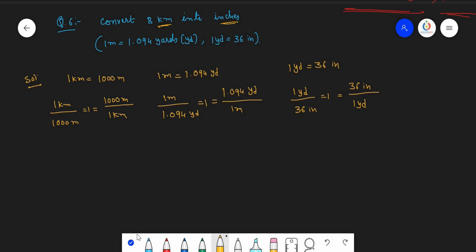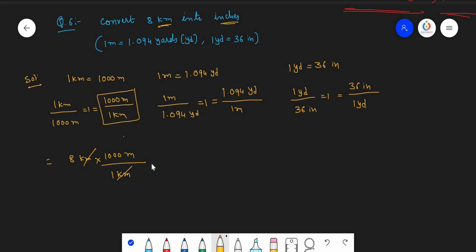So now let us try to solve the question. 8 kilometers they had given. This kilometer is to be cancelled initially. So you search for the factor where kilometer is in the denominator. Here kilometer is in the denominator. So into 1000 meters divided by 1 kilometer. So kilometer cancels. Now meter has come. If you stop solving the question at this stage, we will get the answer in meters, not in inches.